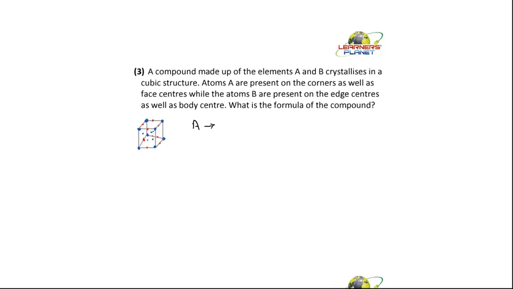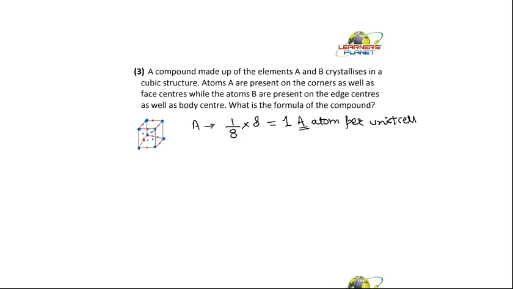Now these are present at the corners and each corner of a cube is shared by 8 other cubes. So what is the contribution per cube? 1 by 8. And how many corners are there? 8. So it would be 8 into 1 by 8. So how many A atoms are present per cube? There is 1 A atom per cube. Or you can say, can we write it as a unit cell rather than cube? So it is 1 atom per unit cell.